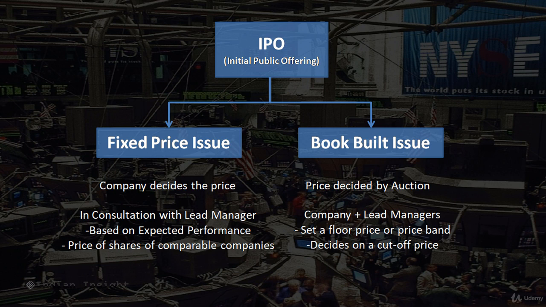Once all the bids have been received, the issuer of the security, in consultation with his lead manager, decides on the cut-off price for the security. All bidders who have bid above this cut-off price get an allotment of shares at the cut-off price. Let's understand this with an example.